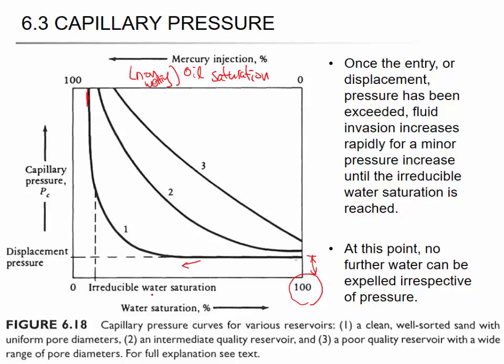And this irreducible water saturation is, there could be some pore, for example, this kind of a pore. You may have some water absorbed on rock mineral, right? Or maybe like the clay. In the case of clay, it wants to absorb the water, right? So that kind of water is called the irreducible water saturation. That causes the irreducible water saturation.